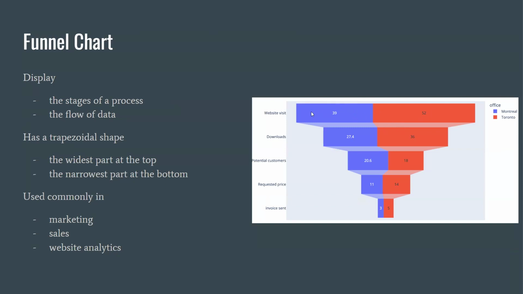So you can see that the key characteristics of funnel chart have stages. Funnel charts are divided into multiple layers of stages, and the top layer is the widest, representing the largest set of data, and each subsequent layer narrows down. So this example shows the first stage being website visit, and then after that, downloads, potential customers, requested price, invoice sent.